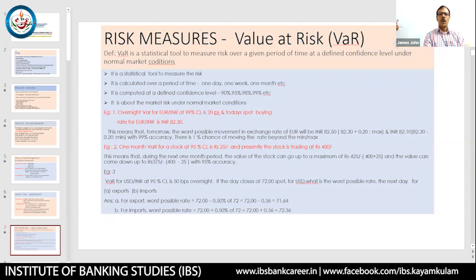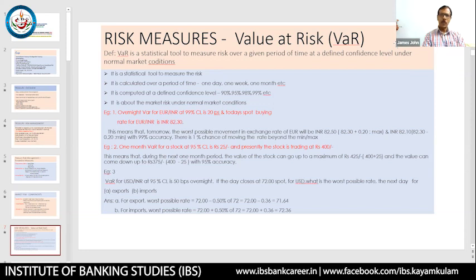Next, we will move on to how we measure the risk. There are a few methods. One is duration, another is VAR. You might have learned it in your risk management. Value at risk: V and R capital and A small. This is the way in which we write VAR. So VAR is value at risk. What is the definition? VAR is a statistical tool to measure the risk over a given period of time at a defined confidence level under normal market conditions. So this is the one-sentence definition of VAR. So what is it?